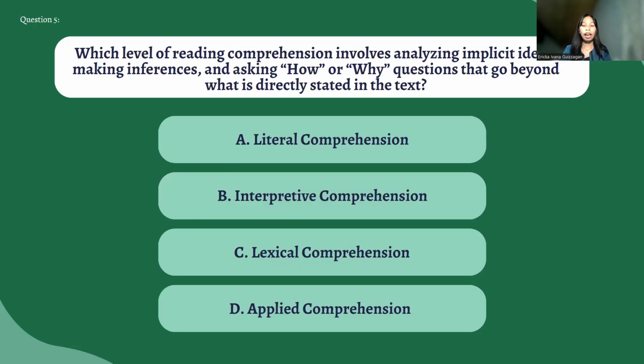Okay, next, we have question number 5. Which level of reading comprehension involves analyzing explicit or implicit ideas, making inferences, and asking how or why questions that go beyond what is directly stated in the text? Letter A, literal comprehension. B, interpretive comprehension. C, lexical comprehension. And letter D, applied comprehension. I will give you time to answer and you may pause this video.